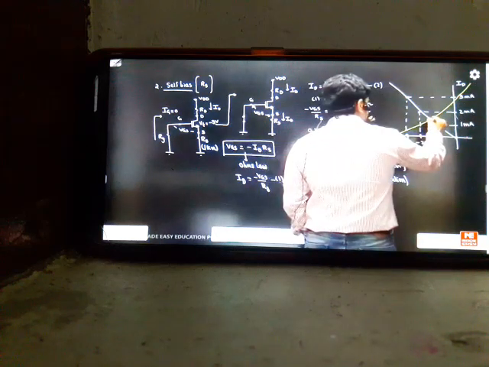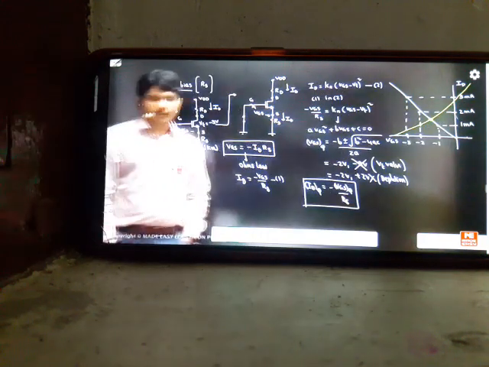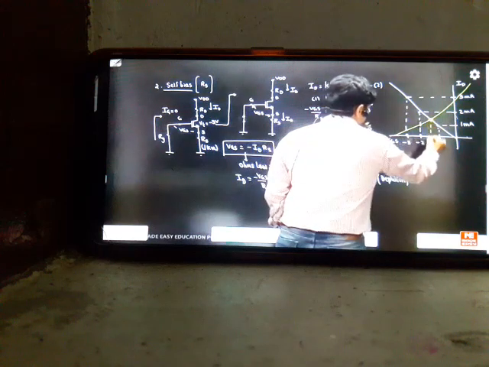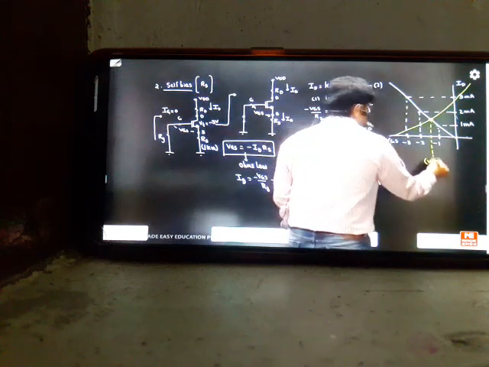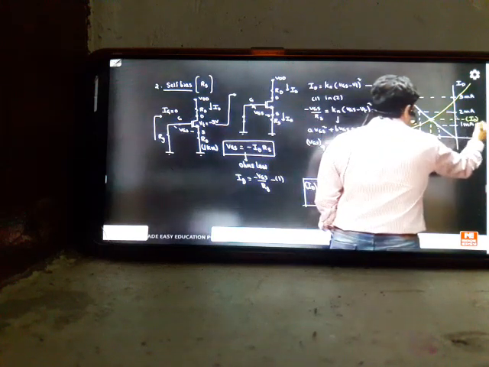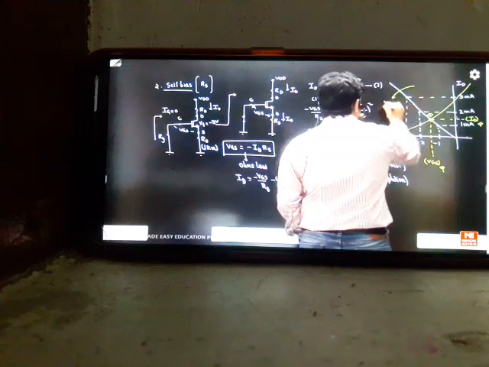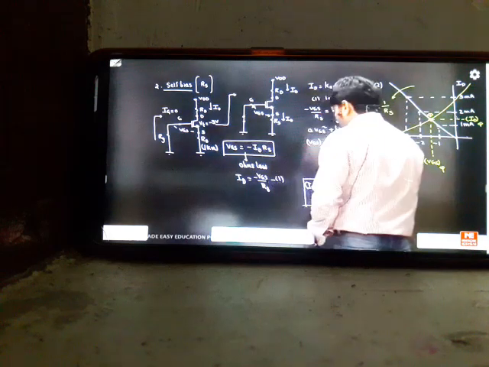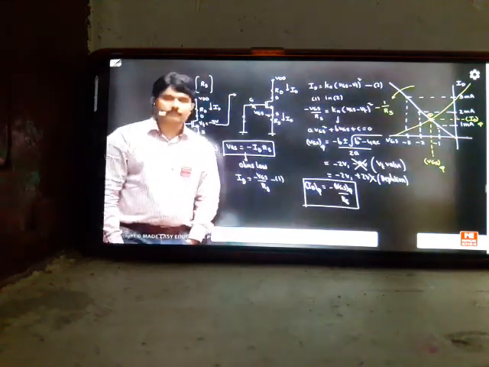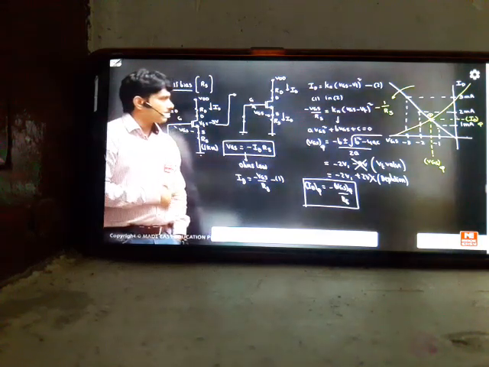Can you see that it is exactly intersecting at this point? Your graph is intersecting with your load line there. So this point will decide your VGS Q value, and this point will decide your IDQ value. This is called the Q point. And the slope of this line is minus 1 by RS. So this completes my mathematics and graphical approach.